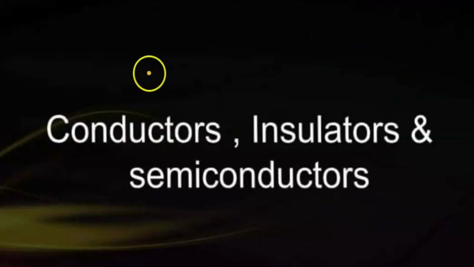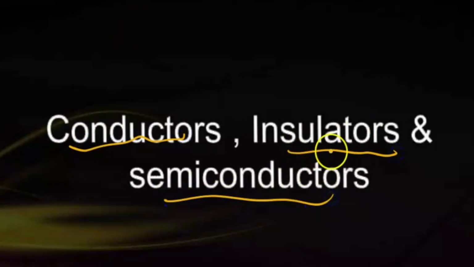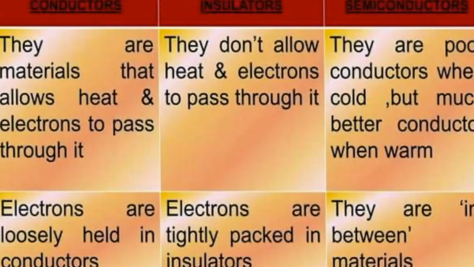Now, the kinds of matter we have are conductor, insulator, and semiconductor. So we basically classify matter into three categories. Now let's see the properties of these one by one. We have a conductor here, an insulator and a semiconductor, as we already know from class 8.